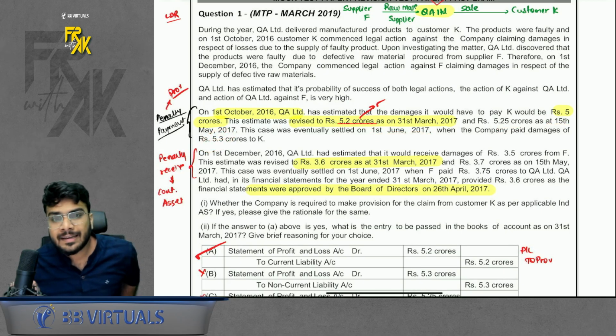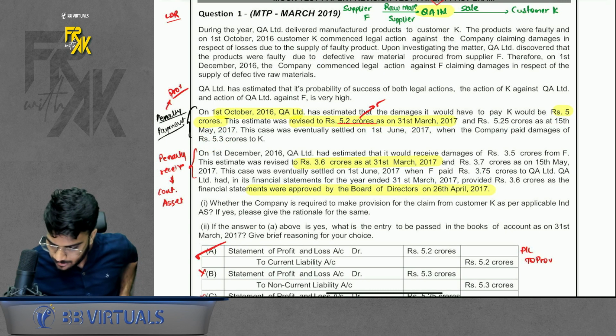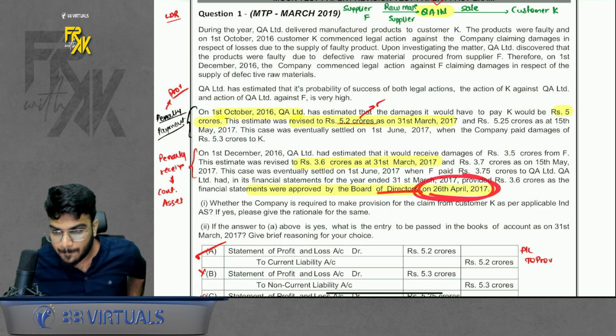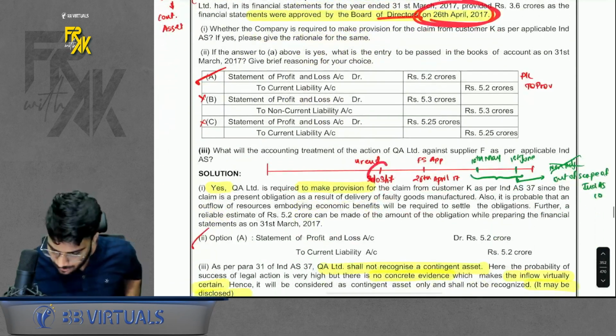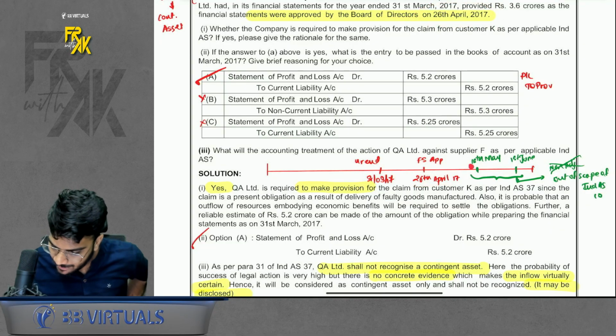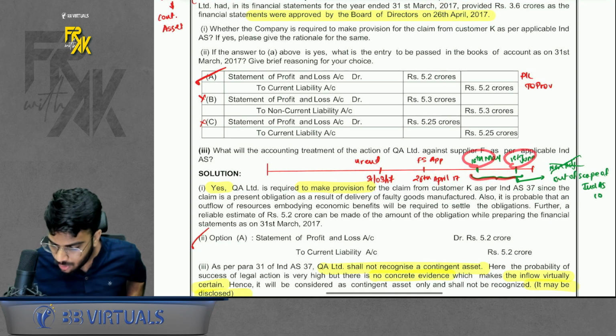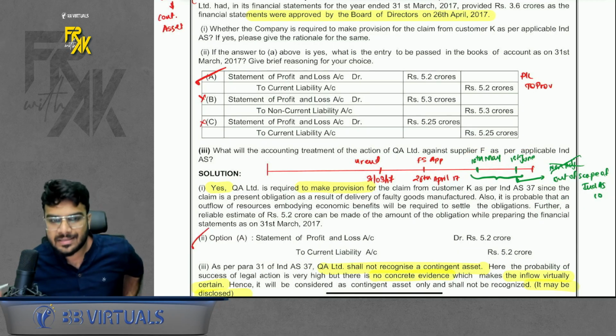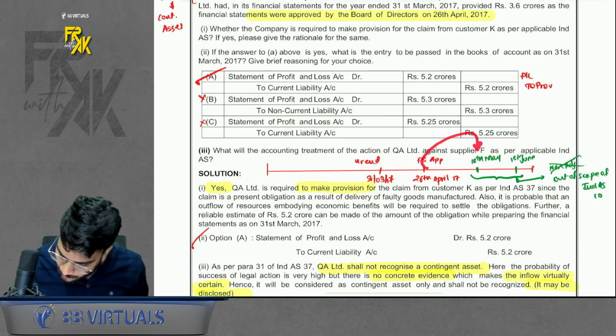So again, you will feel like Ind AS 10 is coming into the picture, but the FS were approved on 26th April. So if you see closely, year end is this, FS approved on 26th April, and a few events happened on 15th May and 1st June. These events are neither adjusting nor non-adjusting, because they are happening after the date of approval of FS.